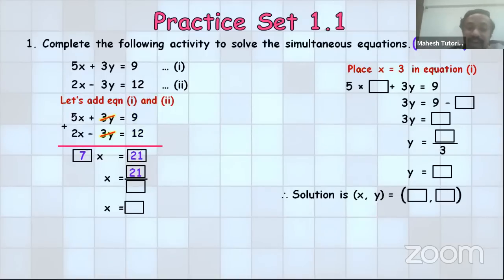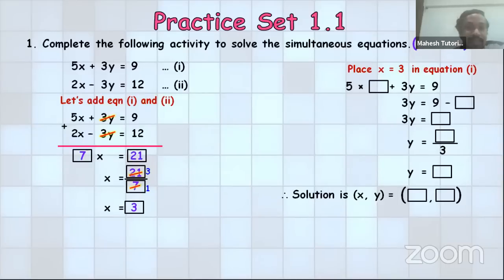Now here 7 and x both are getting multiplied. So if 7 goes on the other side, it will get divided. Now cancelling it, 7 ones are 7 and 7 threes are 21. So the value of x is 3. So x is equal to 3. So we have got the value of one alphabet, one variable, that is x. But we had two variables in the sum. X and what was the other one? Y. So we still need to find the value of the other variable, that is y.